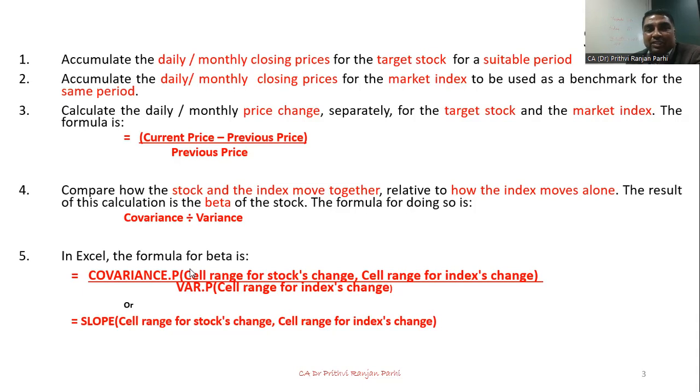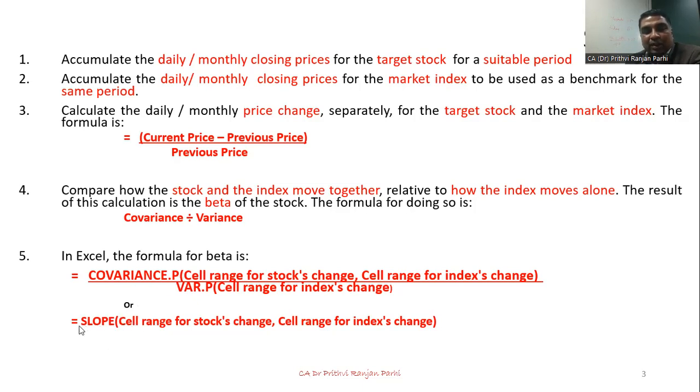Covariance.p, when we are considering the entire data, is used when the data range is my entire population. I will say covariance.p, and the returns of the entire stock range and the returns of the entire index range will be selected, divided by the variance of the index range. There is one more formula, which is the slope formula. We can use that formula also.